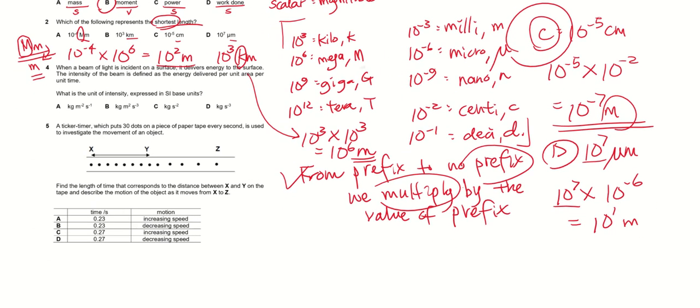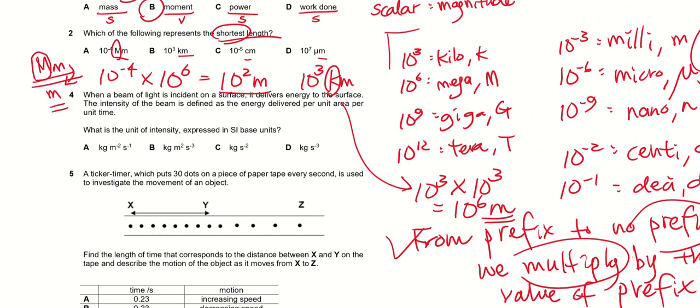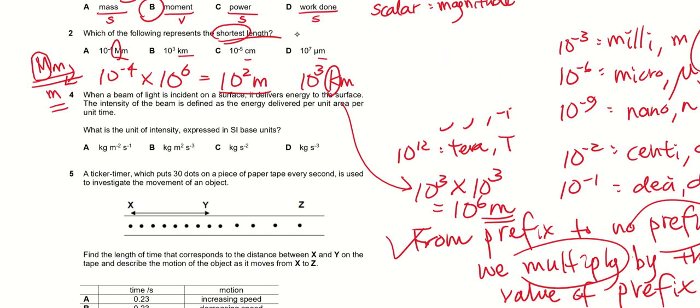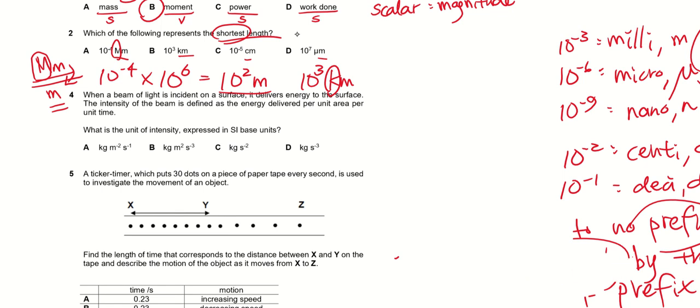Okay, so for question 3, it was taken out because it's not in our syllabus. So question 4, let's read on. When a beam of light is incident on a surface, it delivers energy to the surface. The intensity of the beam is defined as the energy delivered per unit area per unit time.